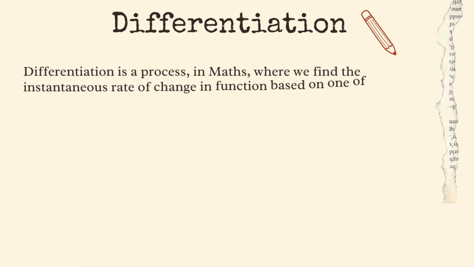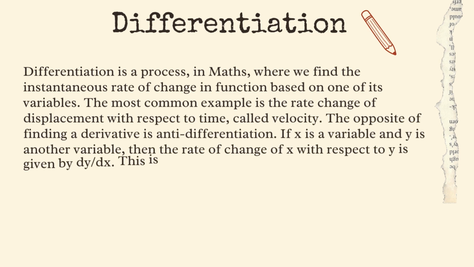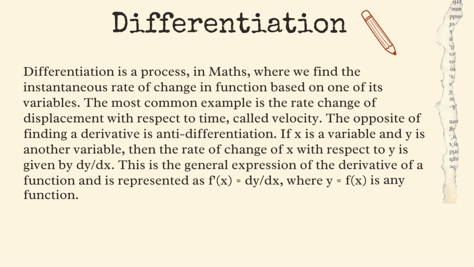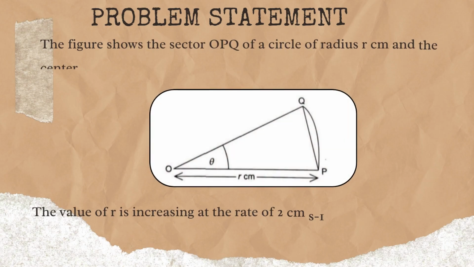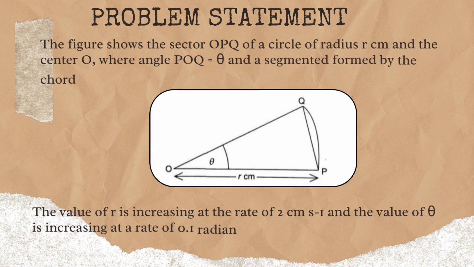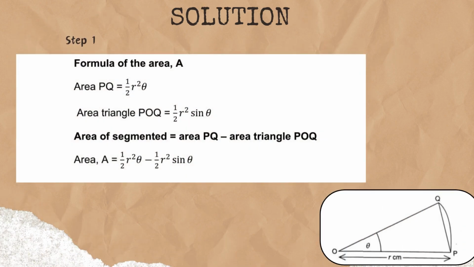The most common example in differentiation is the rate of change of displacement with respect to time. The general expression of the derivative of a function is represented as f prime x equals dy over dx. In this question, we need to find the rate of increase of the area of the segment when r equals 3 and theta equals pi over 4.